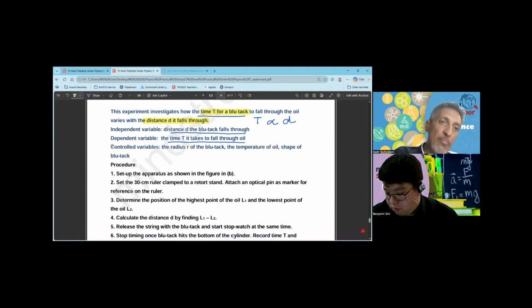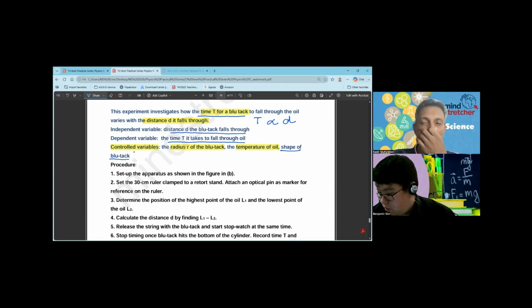Okay, so your first mark comes here, control variables. So in this case, since they only wanted you to check on D, you keep the radius same. You can check whether the temperature of the oil, or you use the same type of oil. You can say using the same type of oil, same oil throughout the experiment, and making sure the shape of the blue tag does not change. Okay, can think of other control variables also.